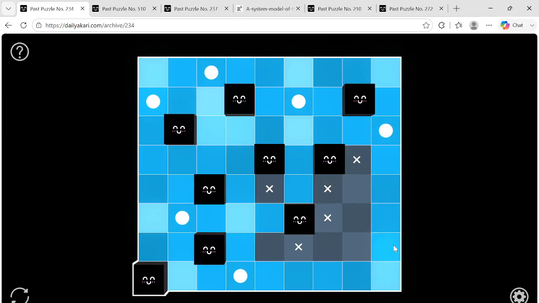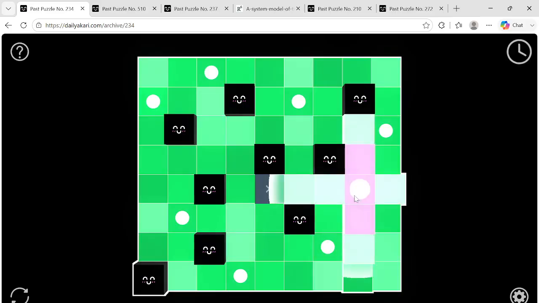Now if we look at this part, we see a familiar pattern. Green here, red here. So this is green, and we're done.